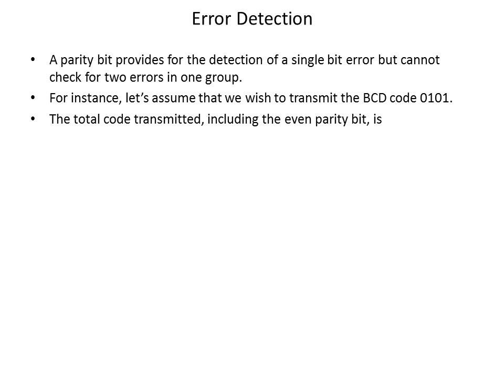How is an error detected? A parity bit provides for the detection of a single bit error, but cannot check for 2 errors in one group. For instance, let us assume that we wish to transmit BCD code 0101. The total code transmitted including even parity: even parity added here is only 0, since there are already 2 ones present, so even parity is 0.